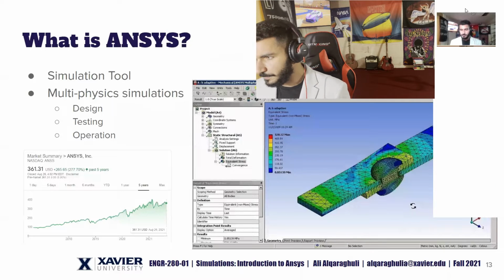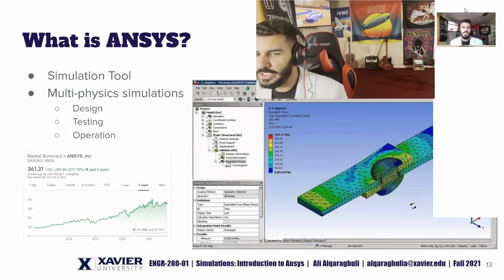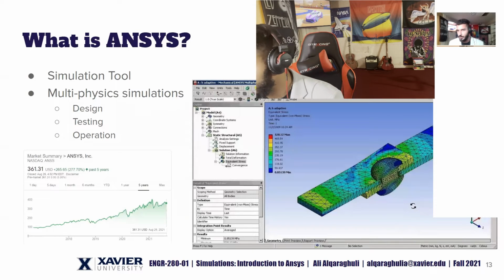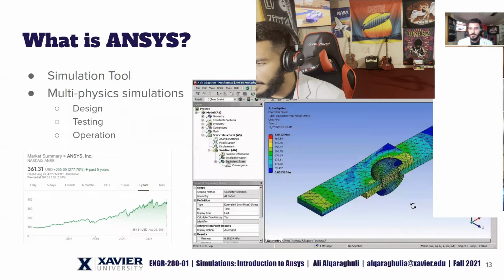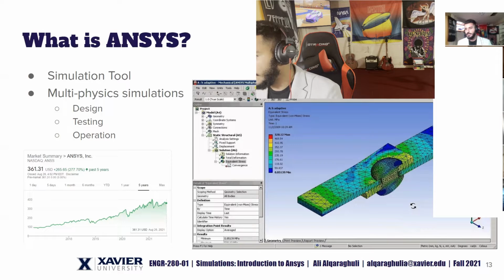Okay, so now that we talked about simulation and how to define a simulation, what is ANSYS? ANSYS is just a tool. It's basically a software that we use, and it's basically the little complicated calculator that does everything for us.